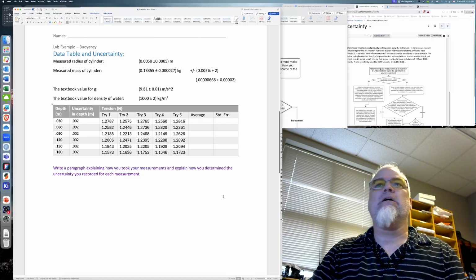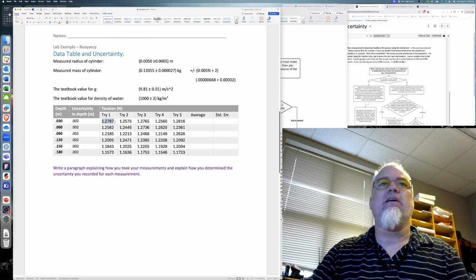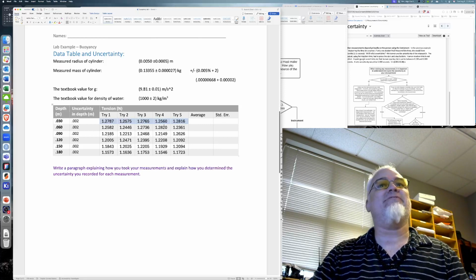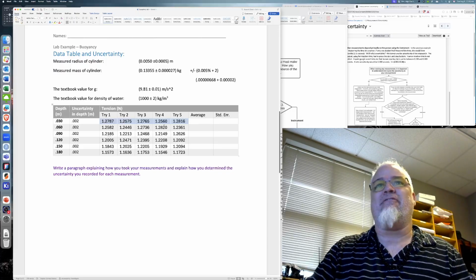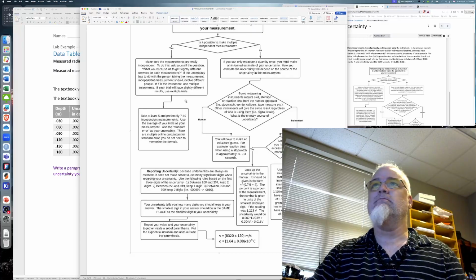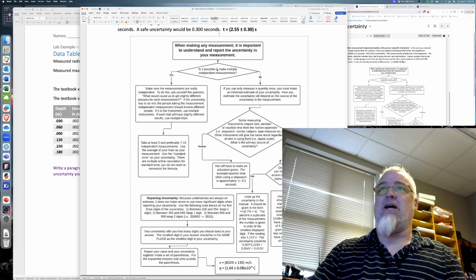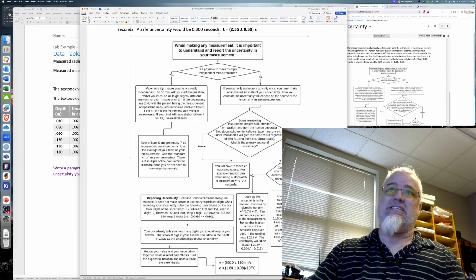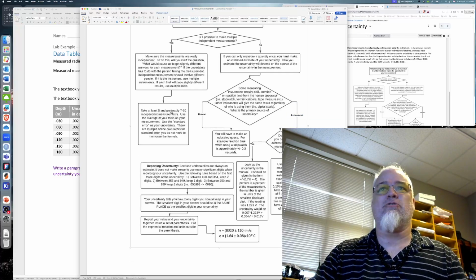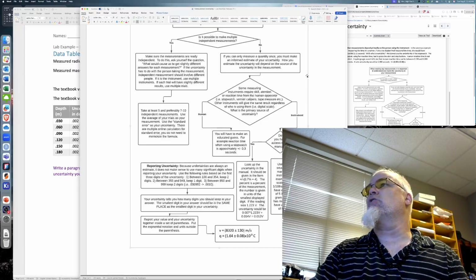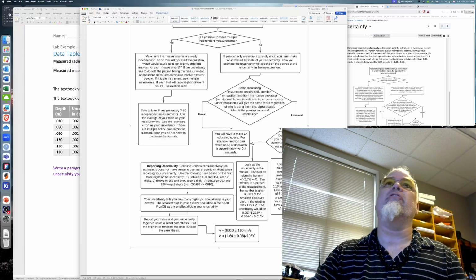Okay, finally, for the tension in the string, we did 5 independent measurements. We measured it 5 different times, and we got 5 different values. So, back to my chart. Is it possible to make multiple independent measurements? Yes. Take at least 5 independent measurements. Use the average of your trials as your measurement. Use the standard error as your uncertainty. Okay, great. So we are going to do that.